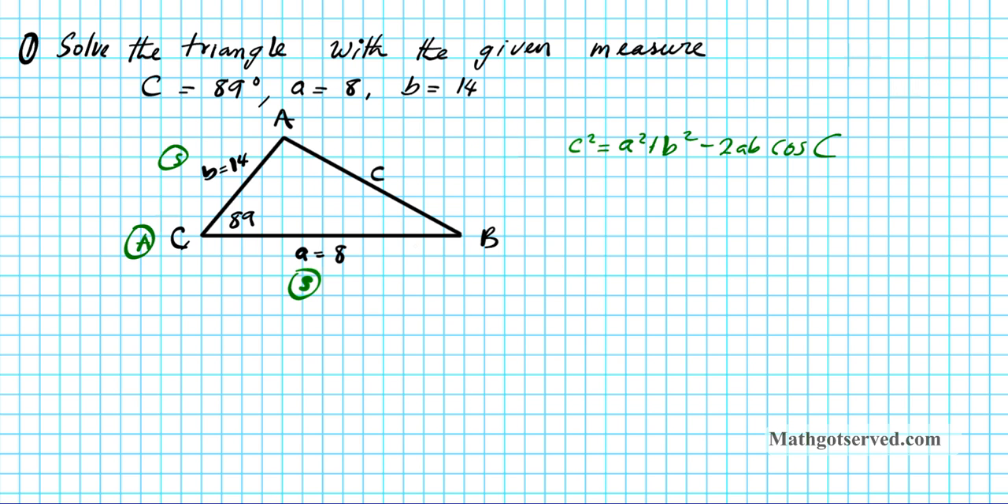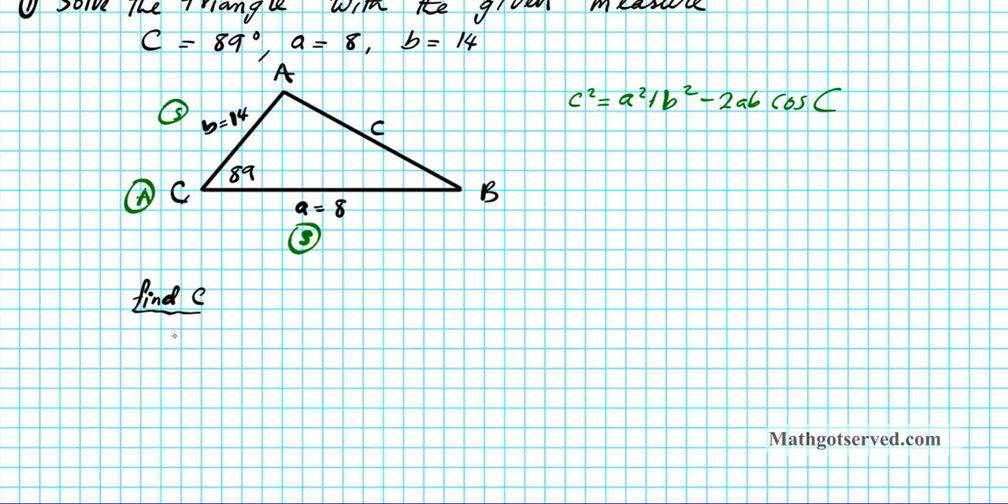Okay, so let's plug in the values of A, B, and big C into the formula. That will help us find little c. So what we are trying to find here, we want to find little c. Okay, so finding little c with the law of cosines, we're going to have c squared equals 8 squared plus 14 squared minus 2 times 8 times 14 cosine big C, which is 89 degrees. Okay, so we're going to enter this into our calculators.